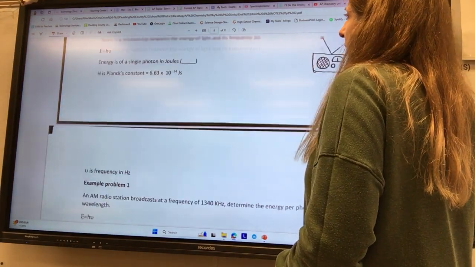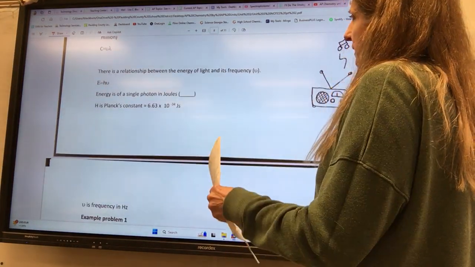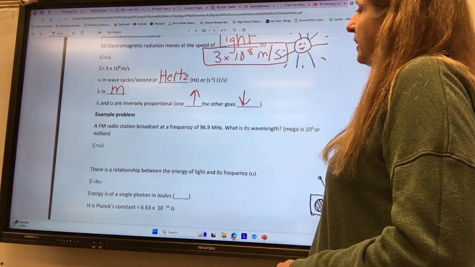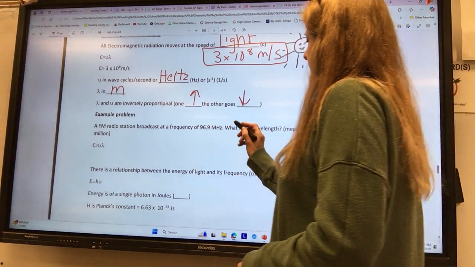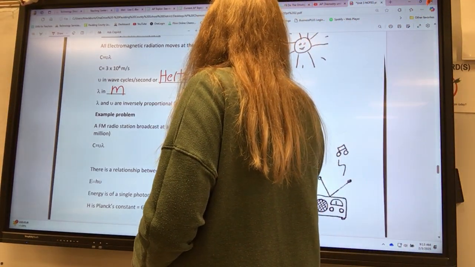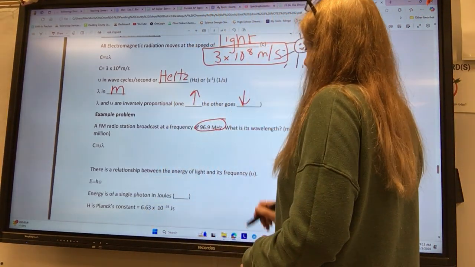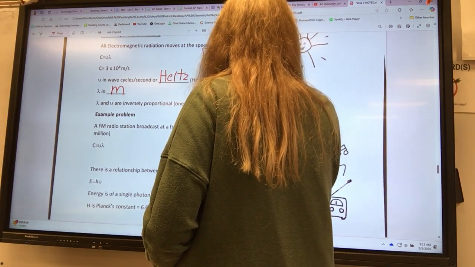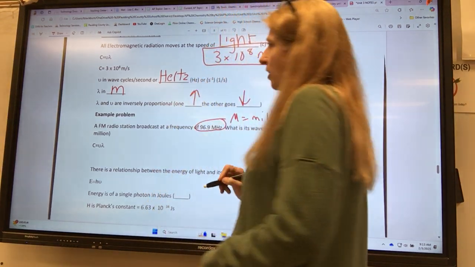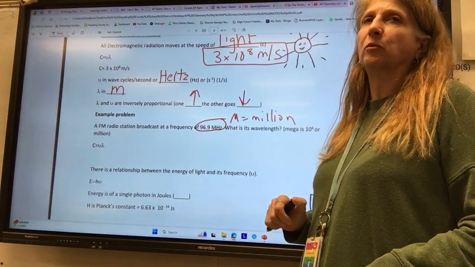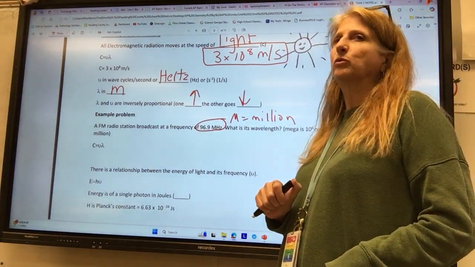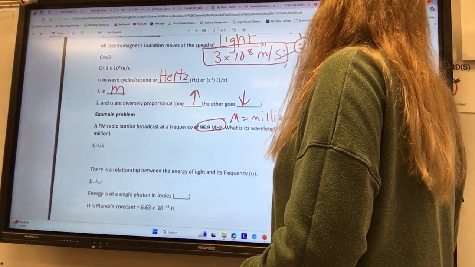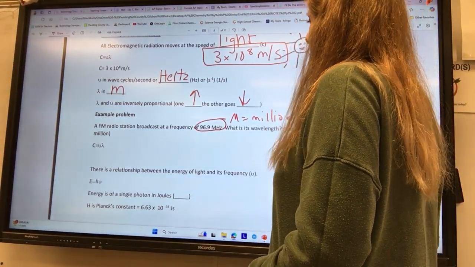Okay, there's a relationship between, I left off my example problem here. An FM radio station broadcasts at a frequency of 96.9 megahertz. So that's million. Mega equals million. So in our Georgia lottery, Mega Millions is like billion millions. And they don't give away millions of millions. They don't give away that many. What is the wavelength?